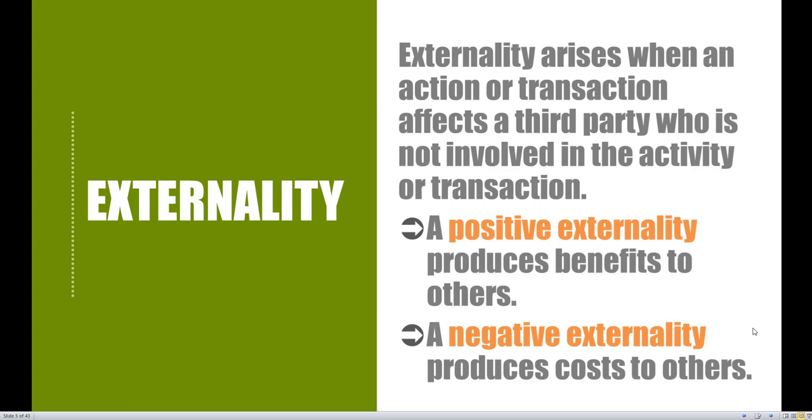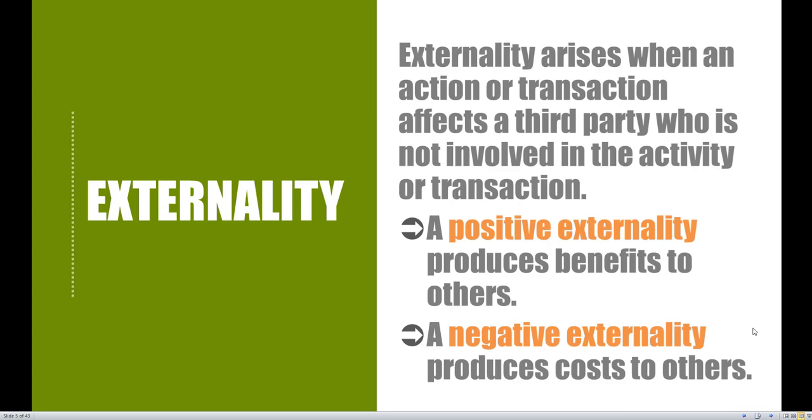Let's go ahead and take a look at externalities. Remember that externalities arise when an action or transaction affects a third party who is not involved in the activity or transaction. So they're essentially going to be a neutral third party who is going to be affected, either benefiting or harmed by something that you do. They are not privy to your action. They are just going to be an innocent bystander.